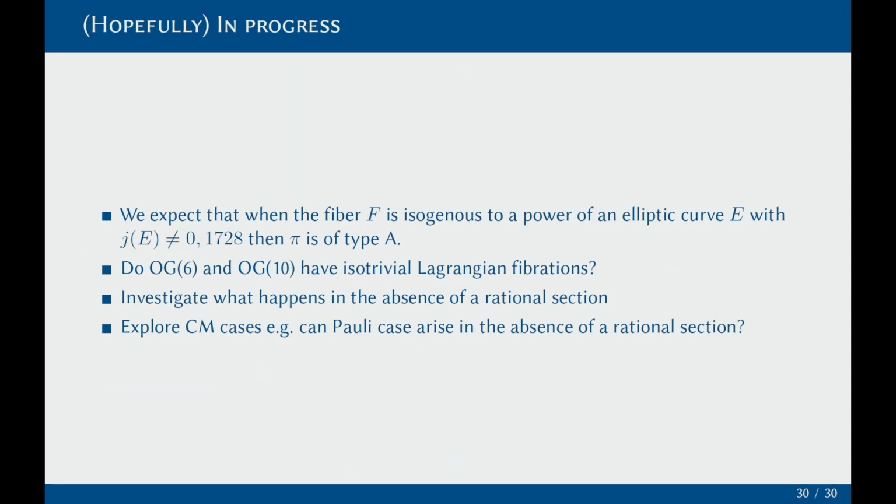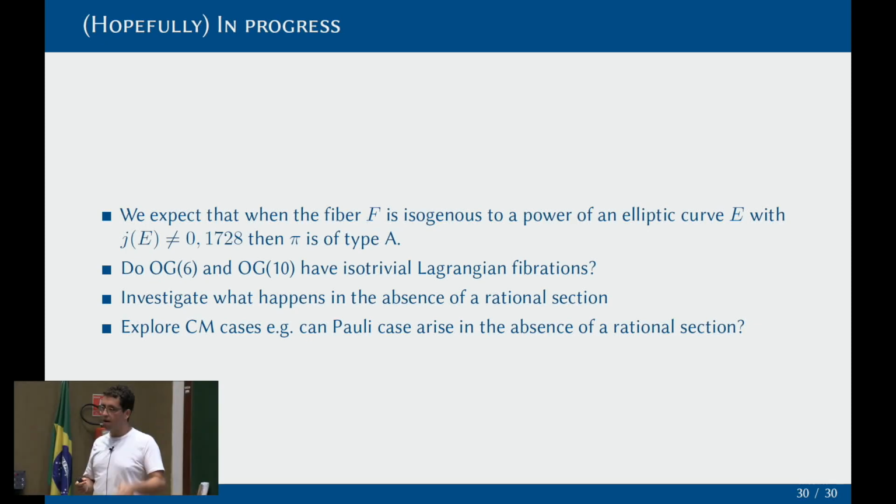And so finally, there's some things that we're still trying to do. There's something that holds for K3s. Remember that one of the first things that I told you is if the fiber doesn't have j-invariant 0 or 1728, then it has to be a Kummer. And we expect the same thing to be true for any isotrivial Lagrangian fibration. If the fiber is isogenous to a power of an elliptic curve which is not j-invariant 0 or 1728, we think that it has to be of type A, and then it's either Kummer or K3^[n] type.